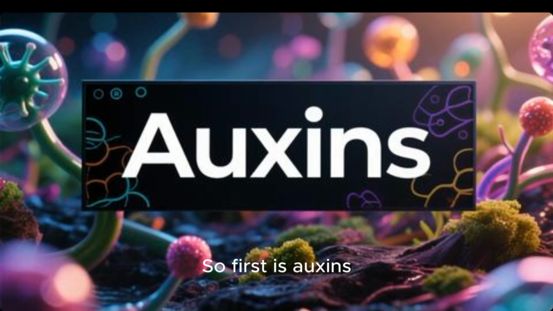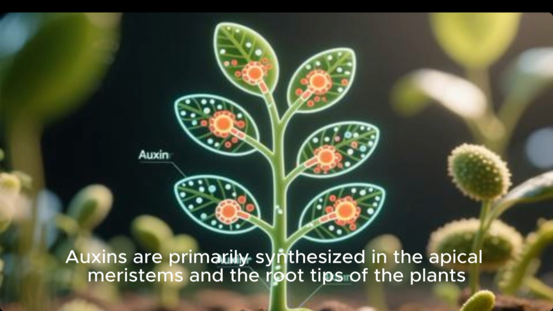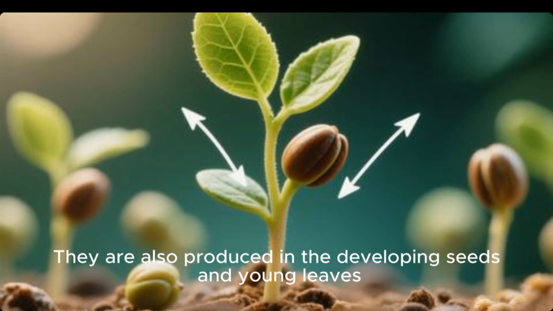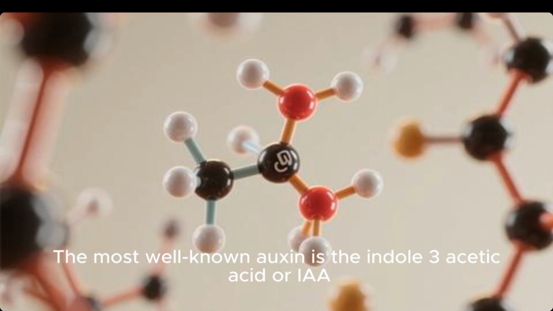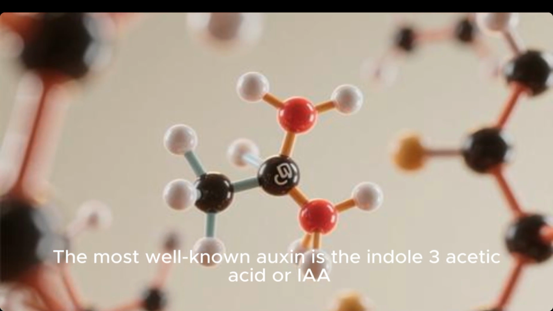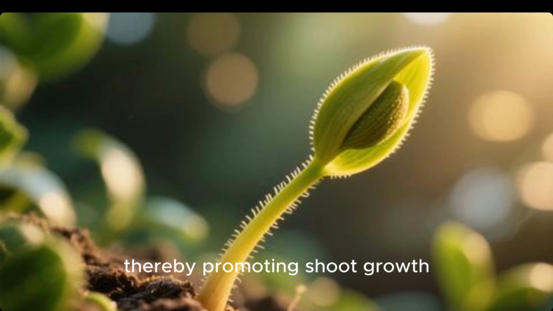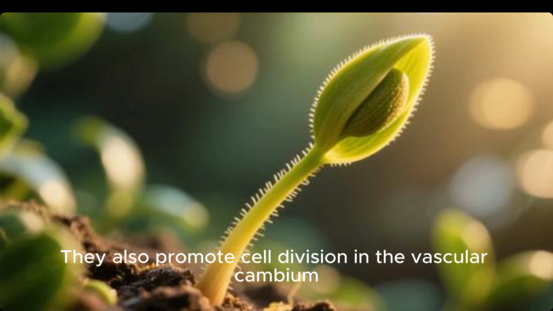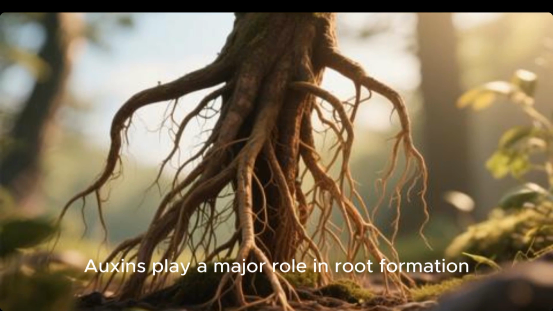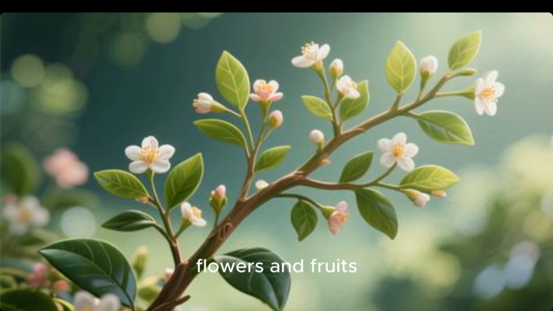So first is auxins. Auxins are primarily synthesized in the apical meristems and the root tips of the plants. They are also produced in the developing seeds and young leaves. The most well-known auxin is indole 3-acetic acid or IAA. Auxins promote cell elongation in the coleoptile and the stem, thereby promoting shoot growth. They also promote cell division in the vascular cambium, thereby increasing the girth of the plant. Auxins play a major role in root formation, shoot branching, and also in the development of leaves, flowers, and fruits.